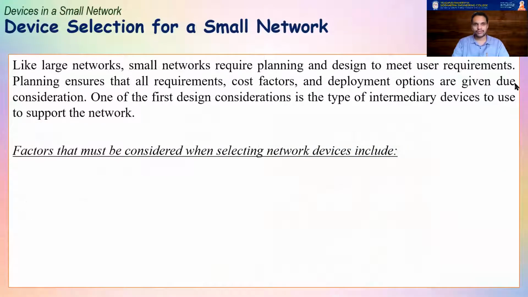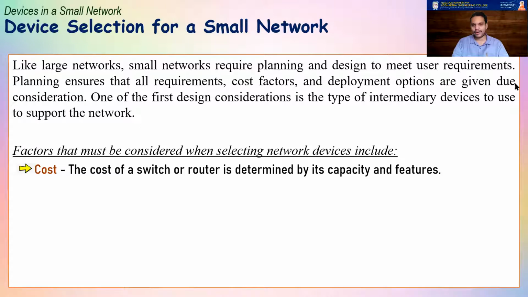So device selection for a small network also plays a crucial role because you have to plan carefully and design it according to the requirements of the users. There are different factors that should be taken care of when you are selecting a network and designing it based on the requirements. The foremost thing is cost. The budget plays a crucial role because you have many network devices in all budget ranges.